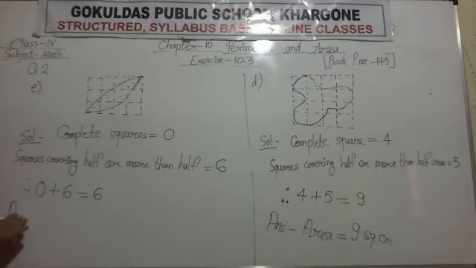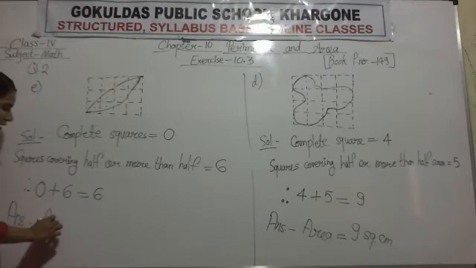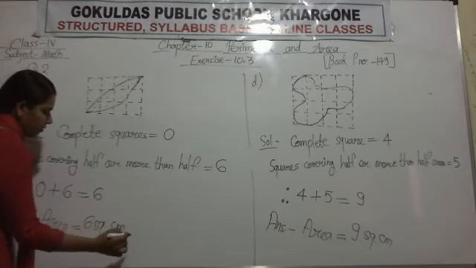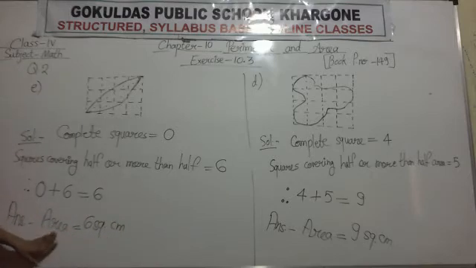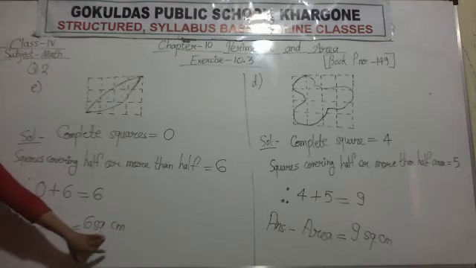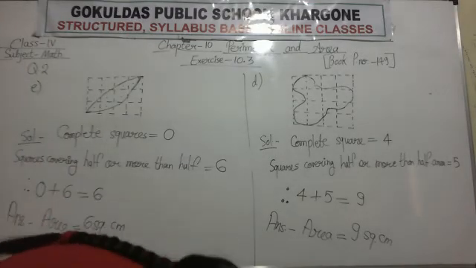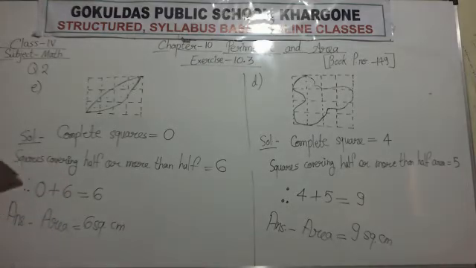Therefore our final answer is, area is equal to 6 square centimeter. Remember, the unit of area is always written in square units. That is why I am writing SQ, in short. 6 square centimeter. So question number E is completed here. Note it down properly or take the screenshot.